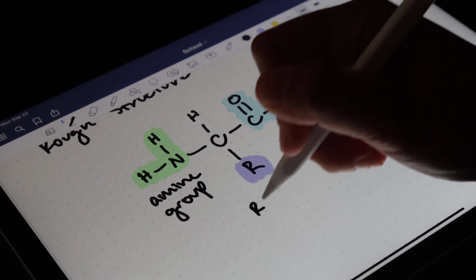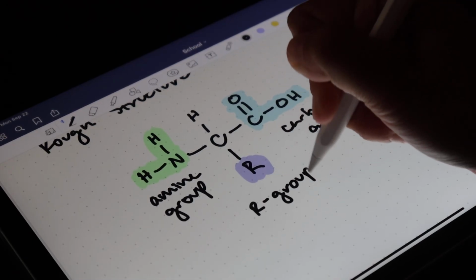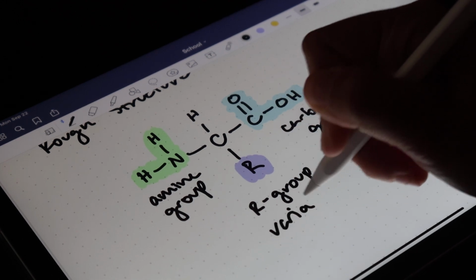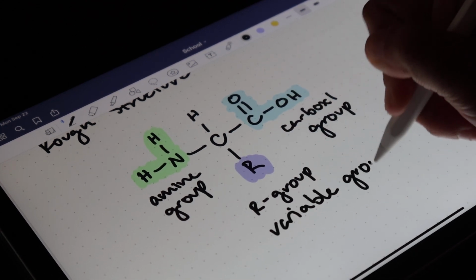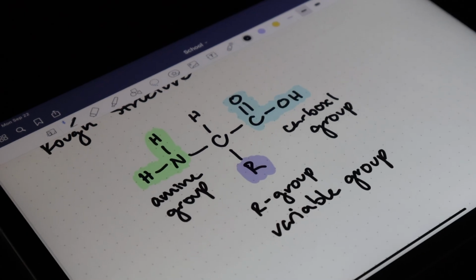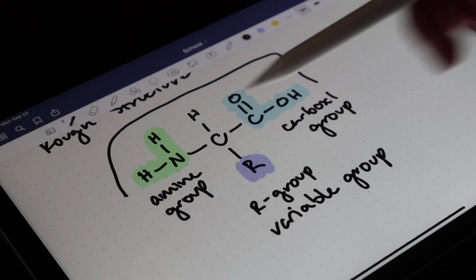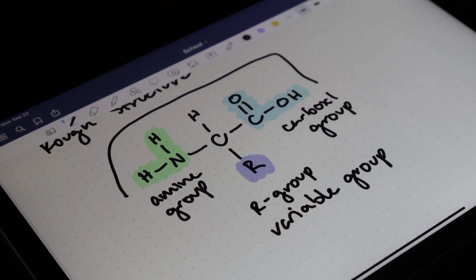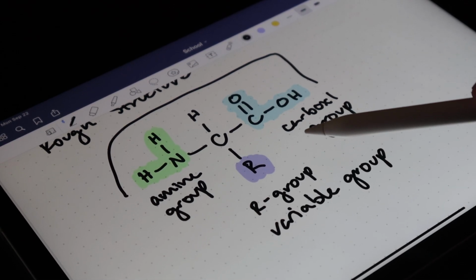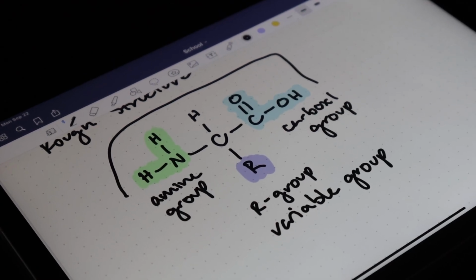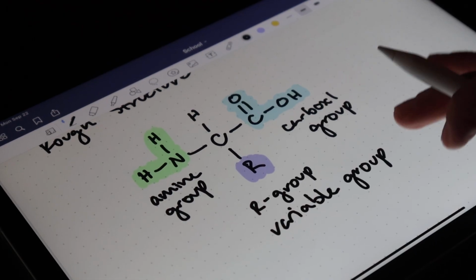And so commonly you'll just hear this be referred to as the R group, but you can also think of it as the variable group. So what I mean by that is all amino acids have these three substituents or things connected to that central carbon, and the R group is what varies and makes each amino acid unique and have its own different properties.